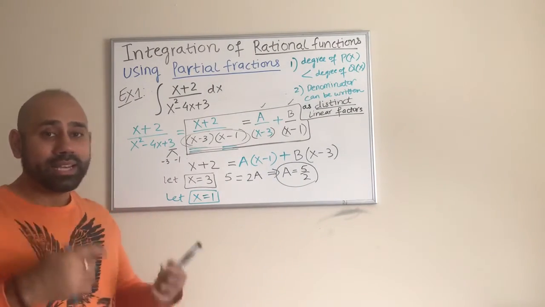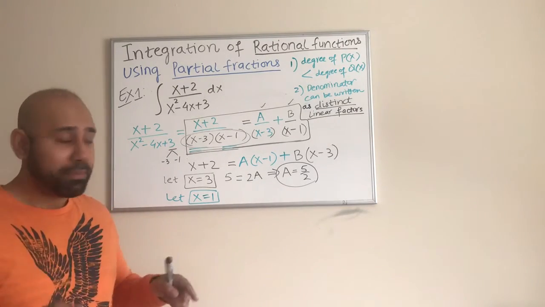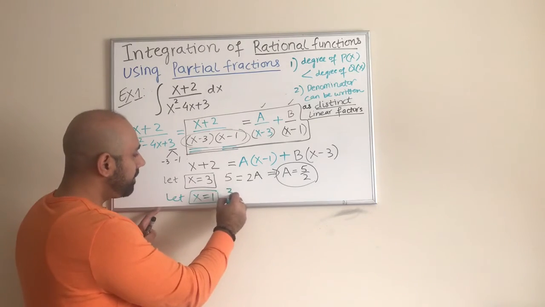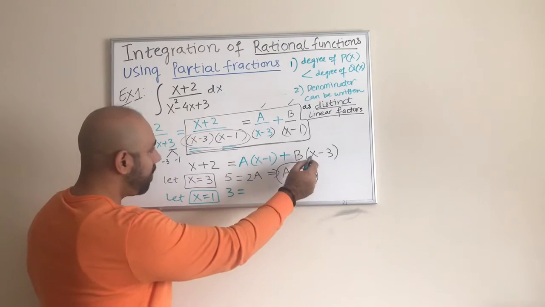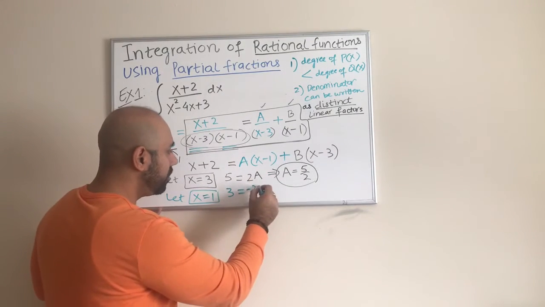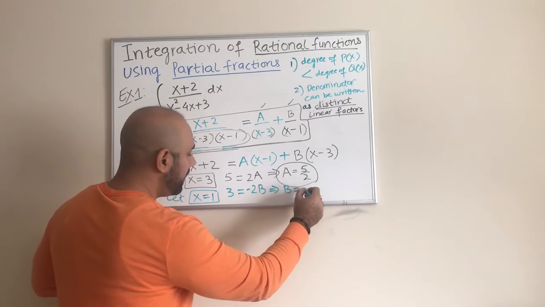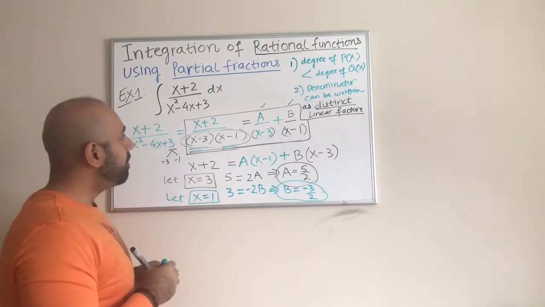So guys, that is the technique, that is the method to finding a and b, or any constant for that matter. So let us do that. Substitute x equal to 1, so it will be 3. On the right hand side, this vanishes, becomes 0. Here I have 1 minus 3, which is negative 2b. We can easily find the value for b, which would be negative 3 halves. We have a, we have b.